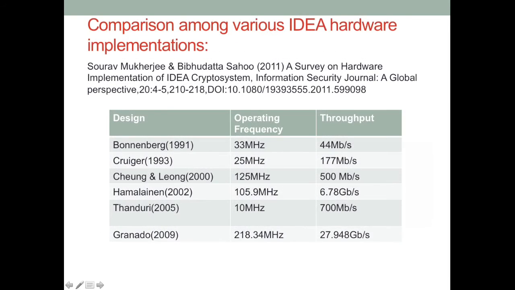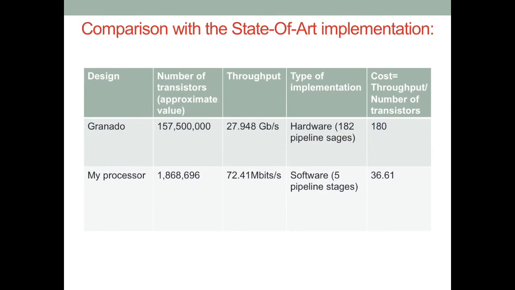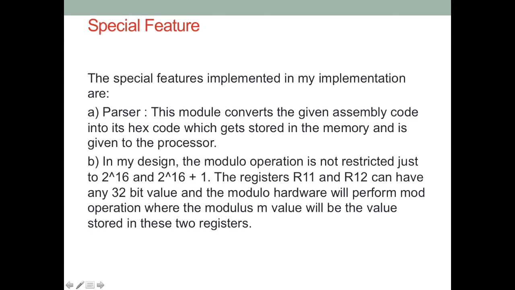Now let's have a look at the comparison table for the previous IDEA hardware implementation published in Information Security Journal 2011 done by Saurav Mukherjee and B. Sahu. All the designs with their operating frequency and throughputs are compared, where Granado achieved the highest throughput among all the implementations done till then. Comparing the state-of-the-art implementation with my architecture, the transistor count and throughput both are tabulated, and the cost in terms of throughput upon number of transistors comes out to be 180 for Granado and 36.61 for my processor. With all the constraints, my processor has achieved an appreciable throughput rate and has lesser cost than the state-of-the-art implementation.